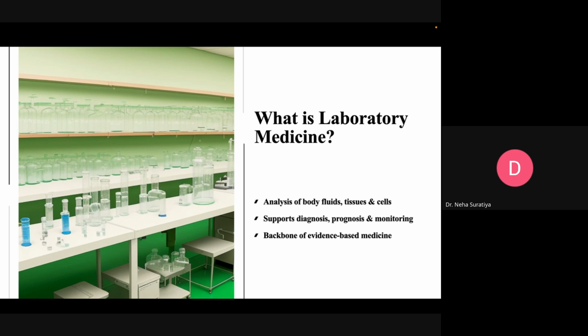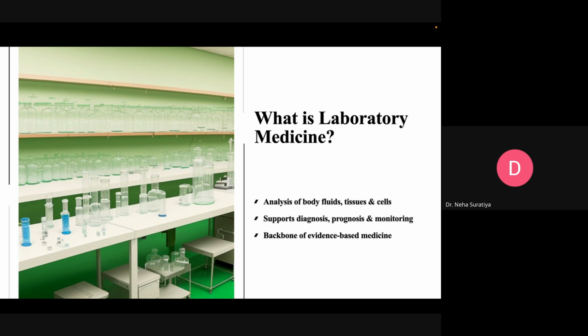I can say it is the medical discipline that provides objective data, in units and so on, to support decisions. In fact, all clinical decisions are based on this data. While symptoms and physical examination give us some clues, laboratory testing confirms, or gives you the clear direction, right?